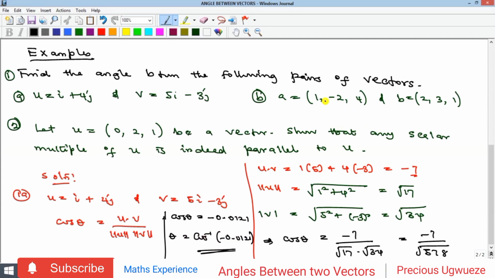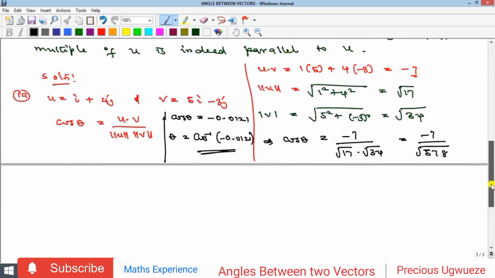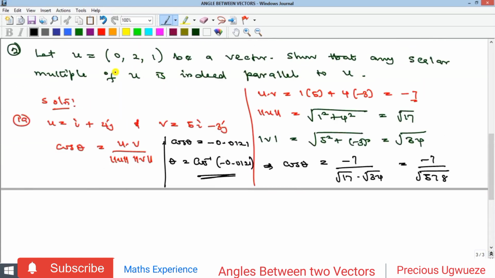Find the dot product of A and B, and then find the magnitude of the two and try to solve for the angle theta. Now let's quickly look at this example here. Very nice example that we want to consider. The example says that we are given the vector u here. We are asked to show that any scalar multiple of u is indeed parallel to u.